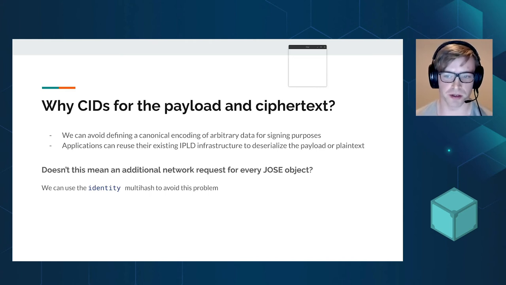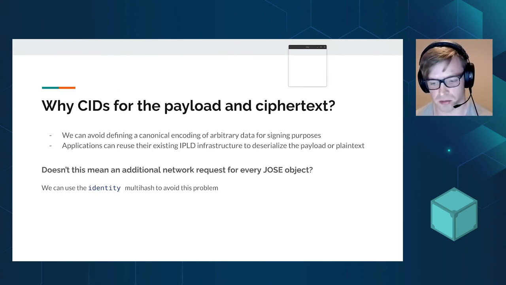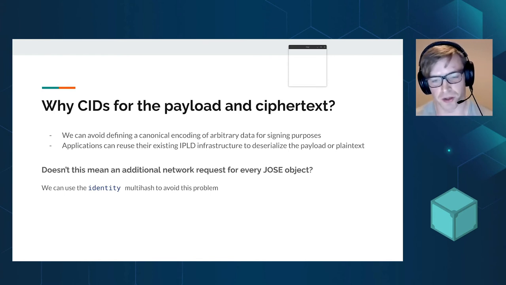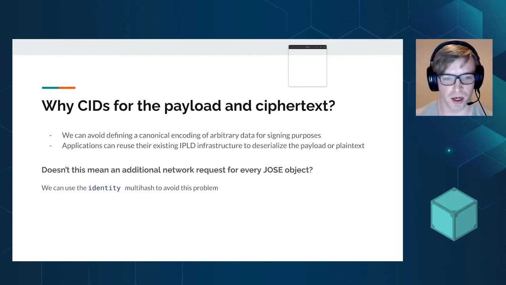The obvious objection to this, well, there's two. One is, say you're downloading a JWS, you would have to get the JWS object from IPFS, and then you have to decode the CID of the payload and then do another network request to get that object. Or probably even more concerning is if you have an encrypted object, if the plain text is a CID, then that seems like it would mean that you're putting the plain text on the network somewhere and all you're encrypting is the hash of it.